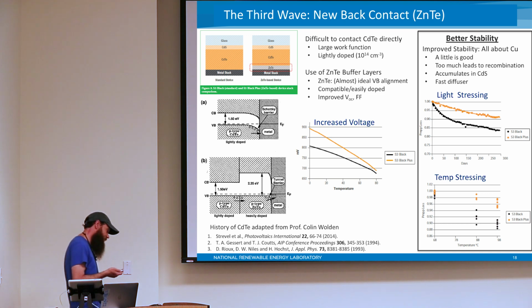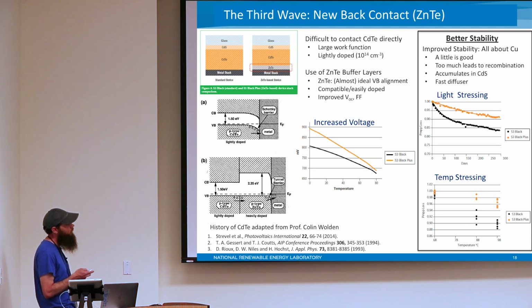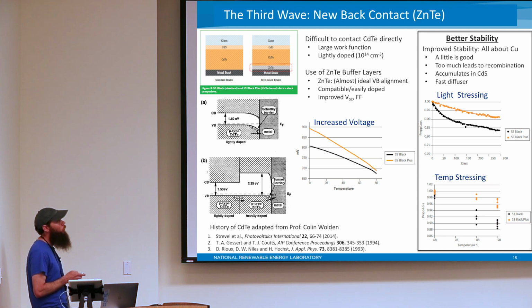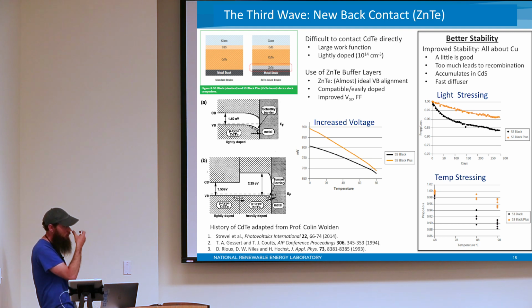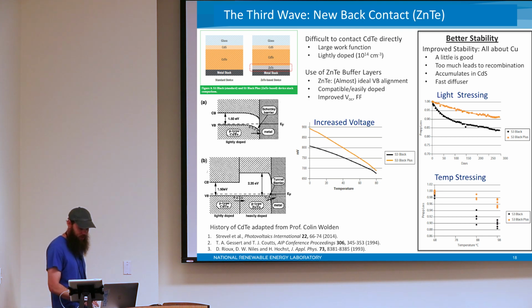And one of the other things that this results in is improving the stability. The stability in cadmium telluride is related to this copper defect. I'm going to talk about that a little bit more in a moment, where you want just a little bit, but it can move around in the device, and then it can accumulate in different places where you don't want it. It can end up in the wrong place in the lattice, and it moves really fast. So there's problems with light stressing and temperature, but moving to the zinc telluride contact has actually improved both of those, and you can almost think of it as a sponge.